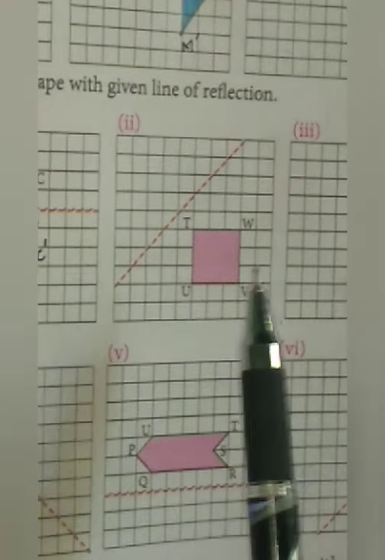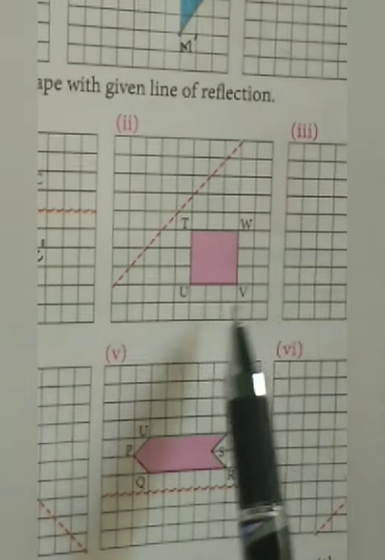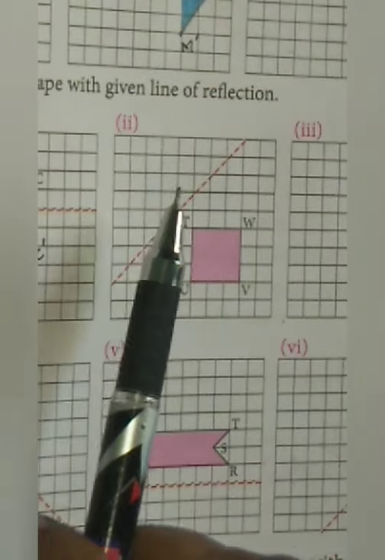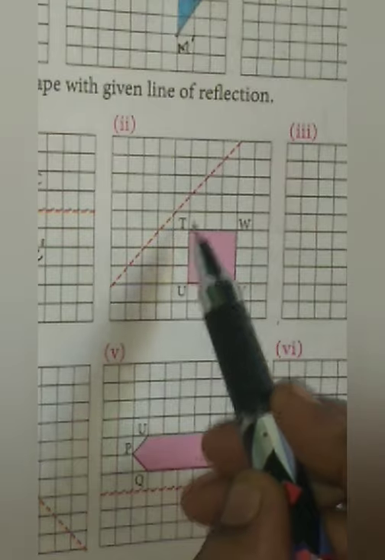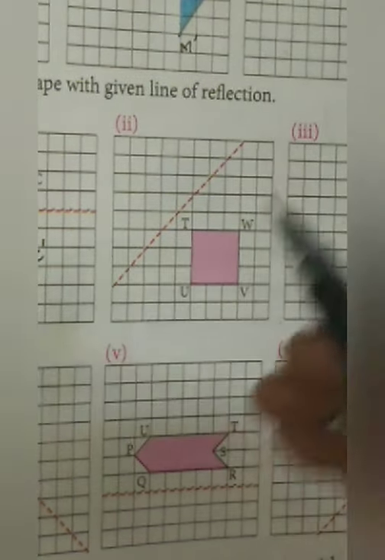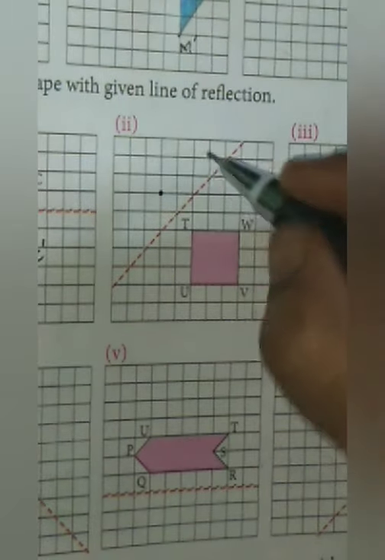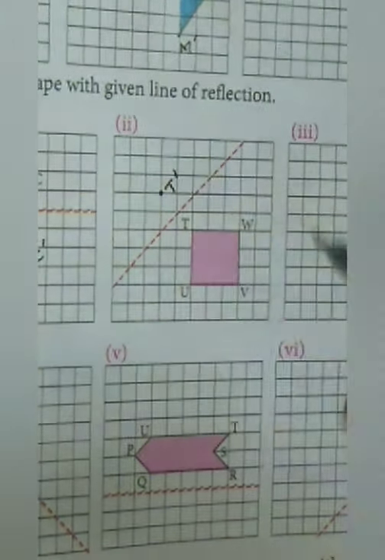Second subdivision. In this figure, how many vertices we have? 4 vertices. First, let us plot all these vertices on the other side. Here T is 1 unit away from the line of reflection. So, leave 1 unit and place a point. Denote it as T dash.